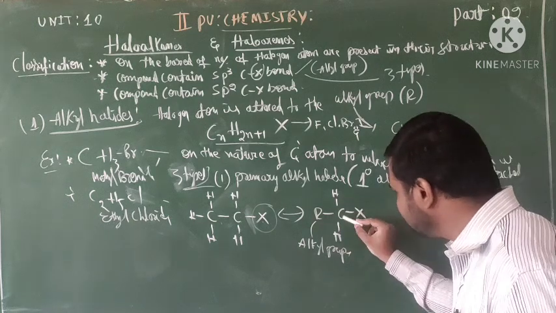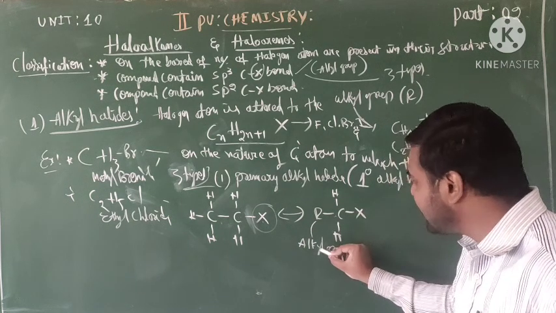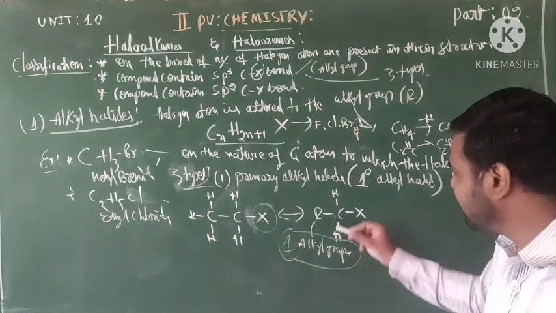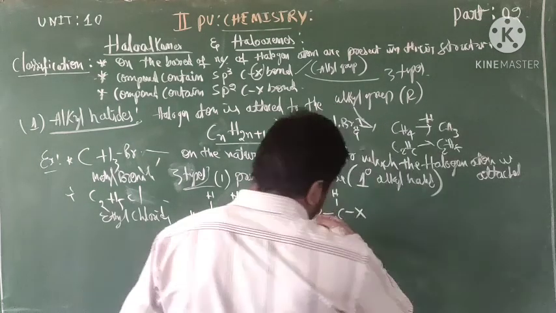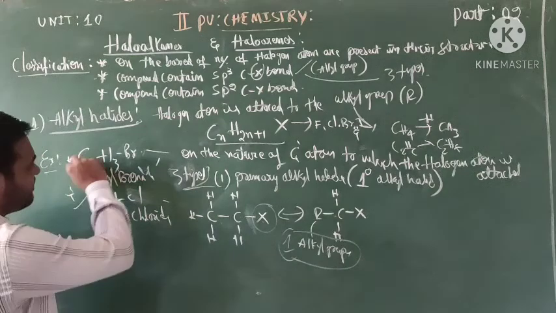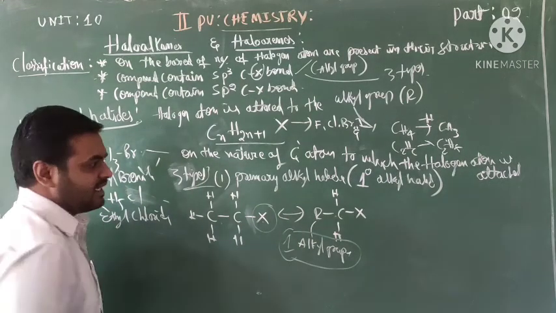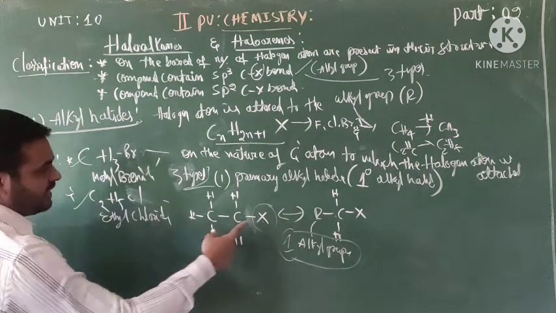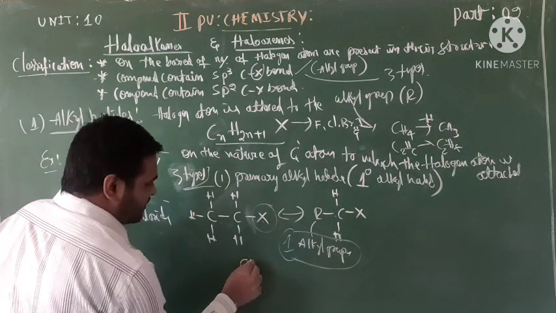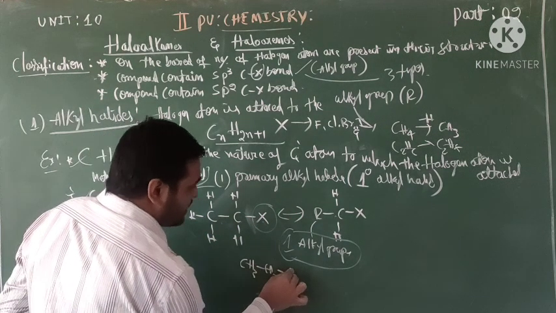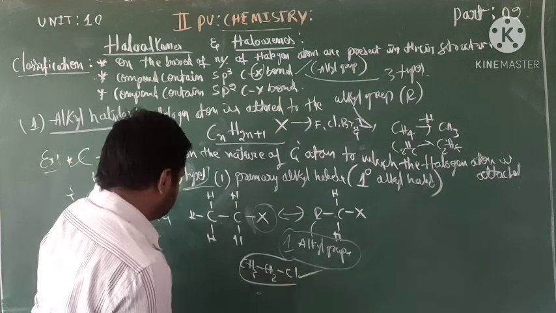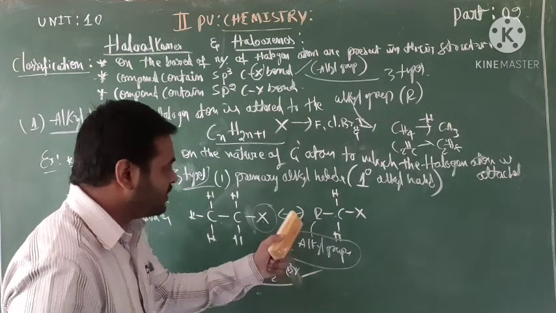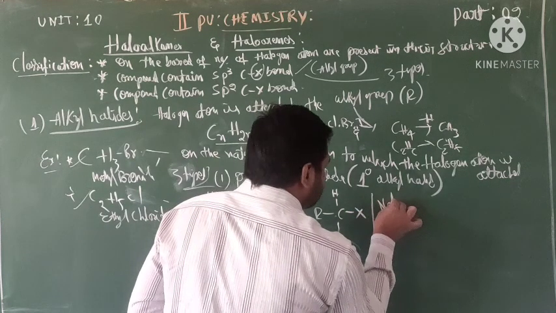Okay, primary carbon atom means it contains one alkyl group, and the remaining are hydrogens. Say any one of the examples. This is an example of a primary alkyl halide: CH3CH2Cl. Okay, this is an example, or CH3CH2Br, ethyl bromide.